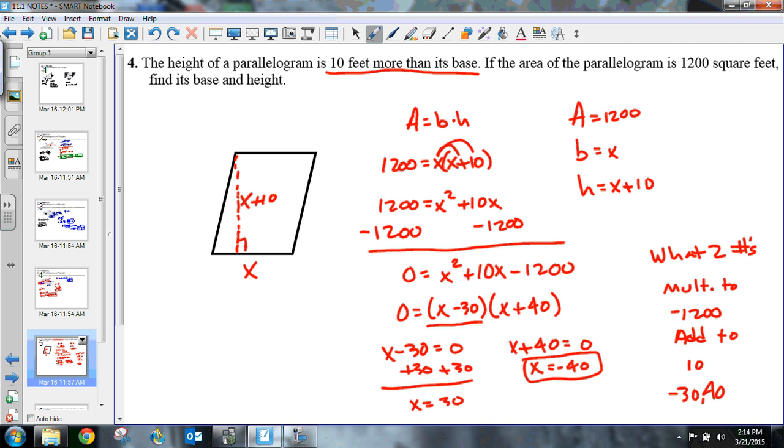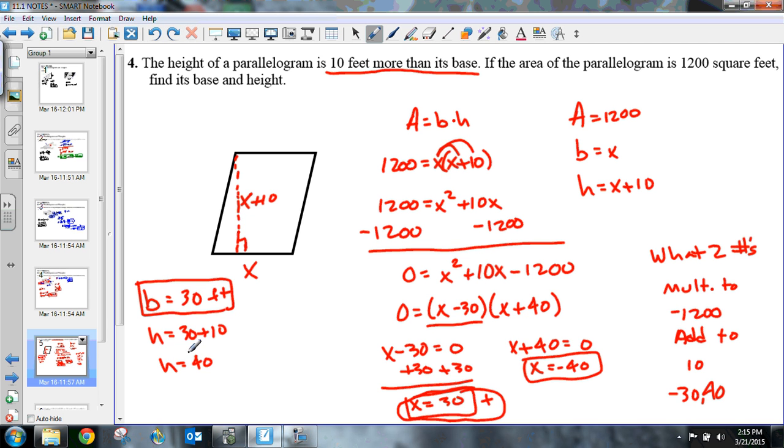So now my question is, which one of these values for x are we going to use? Are we going to use positive 30 or negative 40? Well, remember, guys, that x is a distance, and a distance is always positive. So we want to use 30. Okay, so x, my base, is equal to 30. And then my height is equal to x plus 10. And if x is 30, I get 30 plus 10, and I get that my height is equal to 40. And so this kind of verifies what I have, and this is in what, feet?